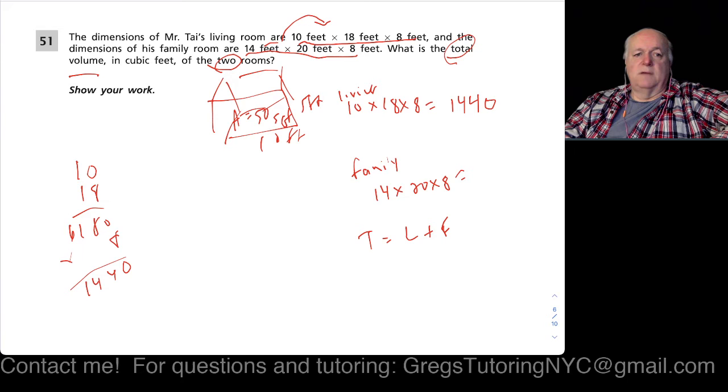And then we have 14 times 20. So that's 280. And that's going to be multiplied by 8. 0, 64, 6, 16. That should be 2040, I believe.